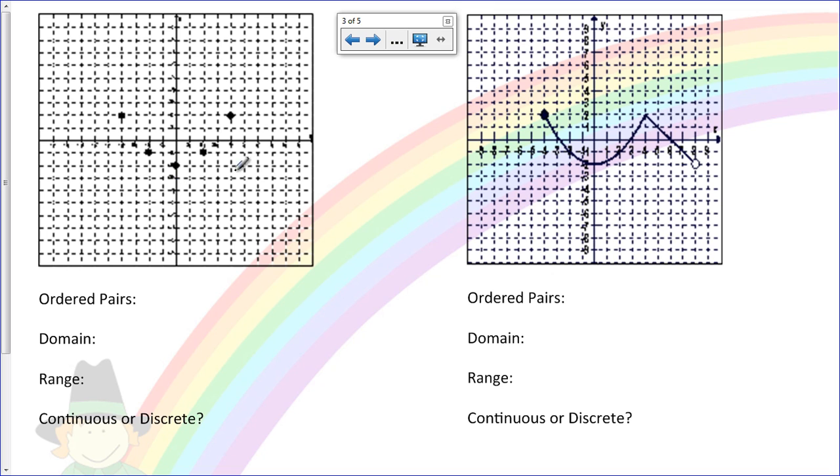So this graph right here, first of all, it is a discrete graph because this graph is made up of only points. They are not connected, and so that makes it discrete. So this is a discrete graph because the points are not connected. It has gaps. It's got holes in it.